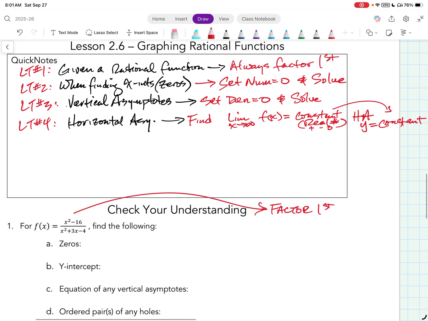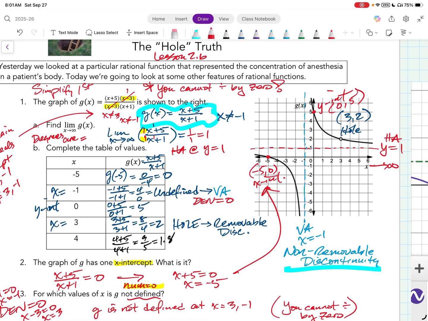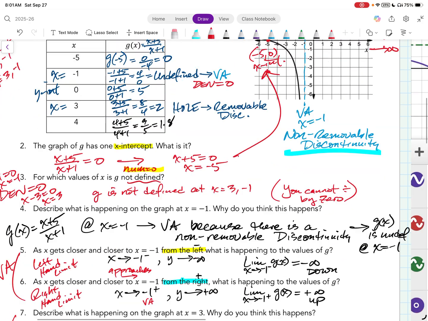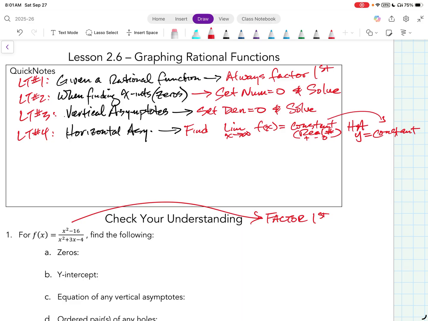Whatever you get here, that's the horizontal asymptote. Like in what we did, let's go back to the beginning just so you understand. We got a limit of 1, so the horizontal asymptote is at y equals 1. It's that simple. And if you don't get a constant, you get infinity, it doesn't have a horizontal asymptote. And the last one here, learning target number 5.